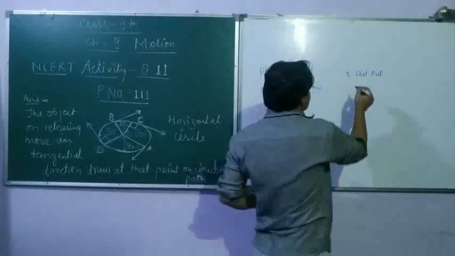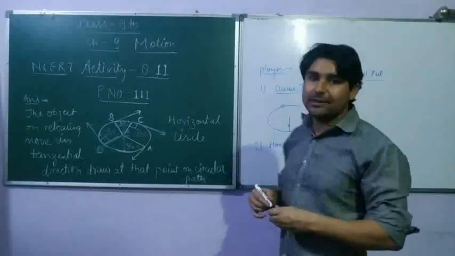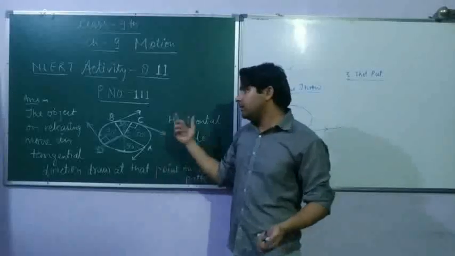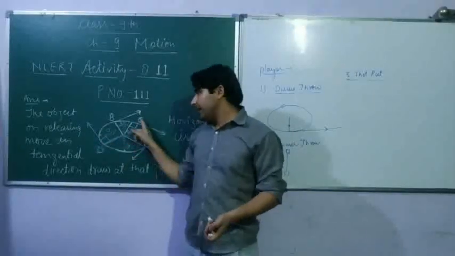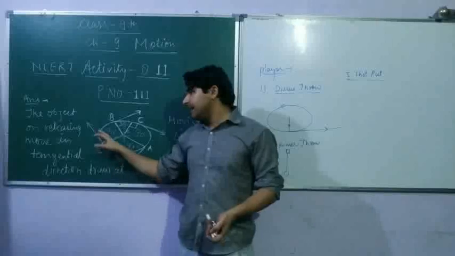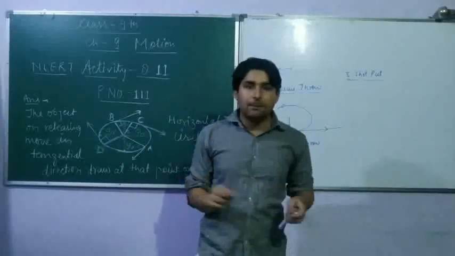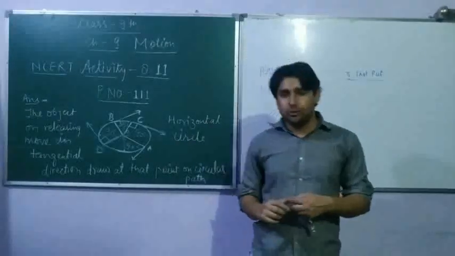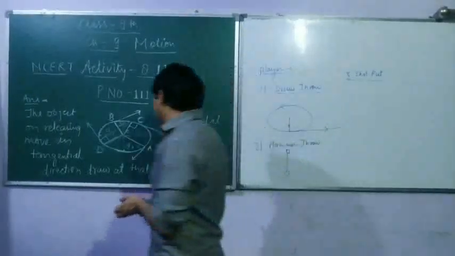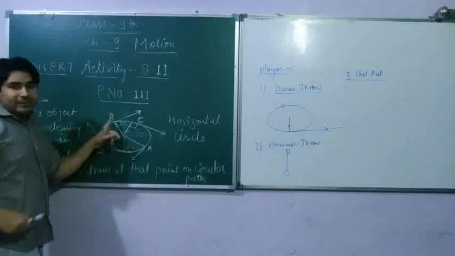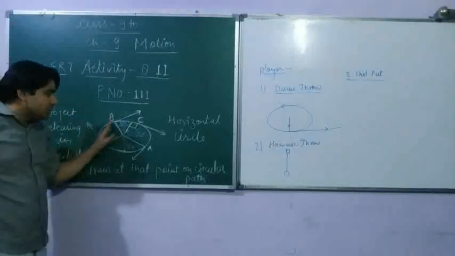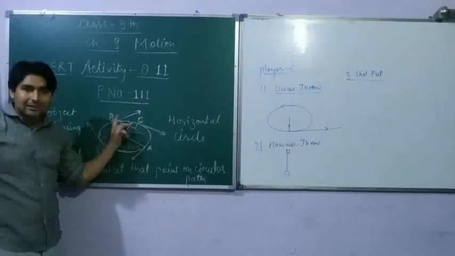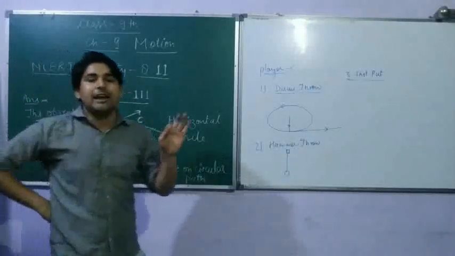Okay, so these are basically the uses of this activity, and the conclusion that we draw is that the direction of any object when it is released at some point on a circular path is tangential direction. Or you may also notice that the velocity of any object at any point of the circular path will be tangent at that point.